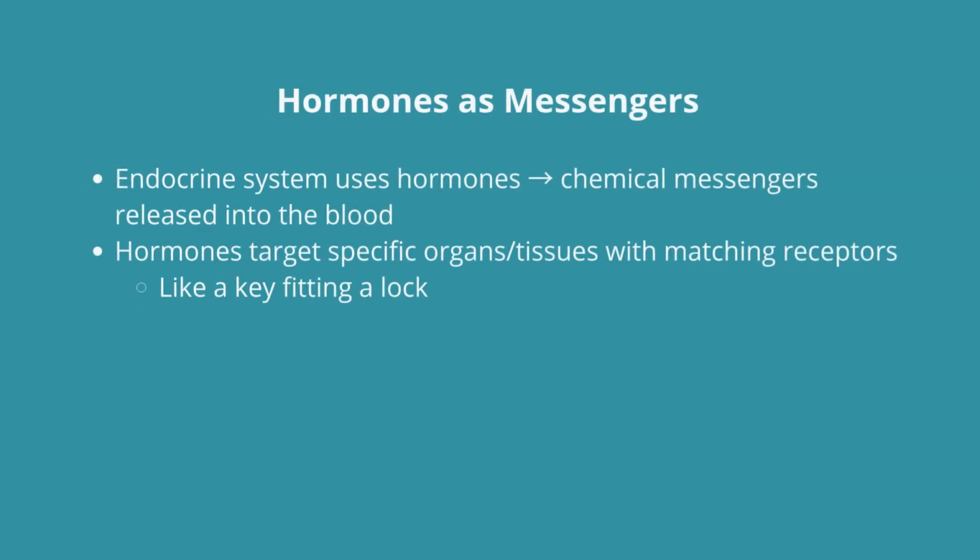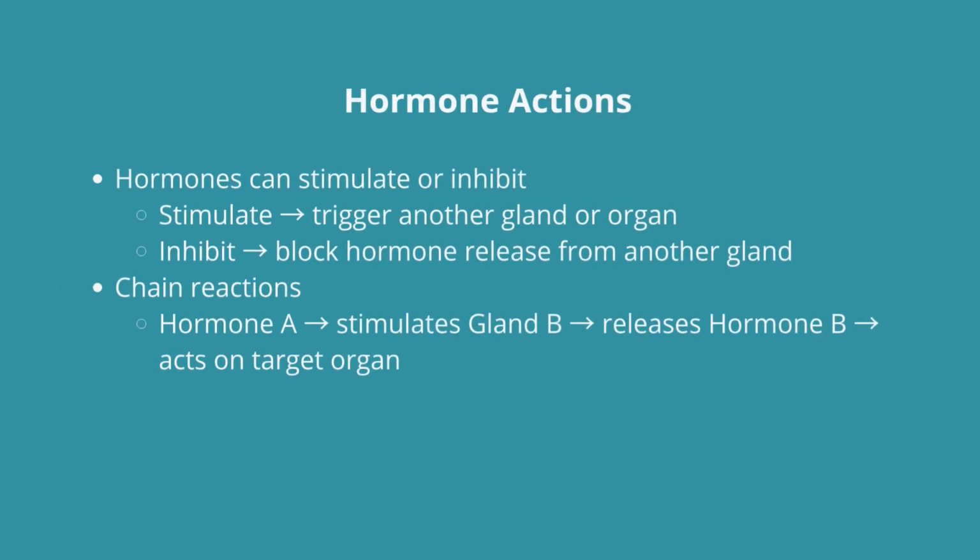The endocrine system controls many vital body functions using hormones, which are chemical messengers secreted directly into the bloodstream. These hormones travel throughout the body, but only affect target organs or tissues that have specific receptors, like a key fitting into a lock. Hormones can either stimulate or inhibit activity. Some prompt glands and organs to act, while others stop activity when necessary.